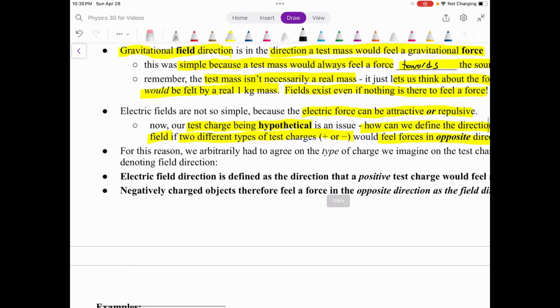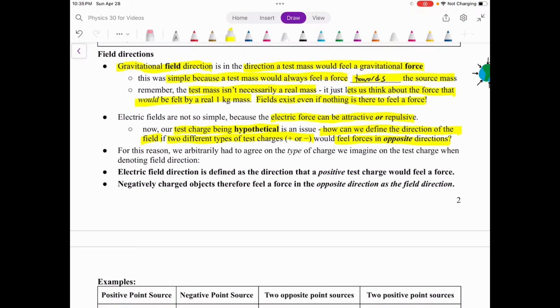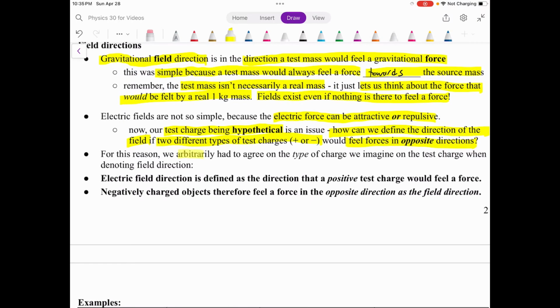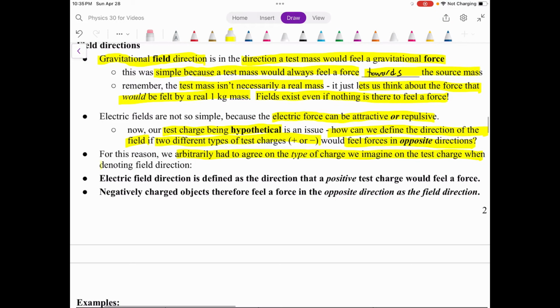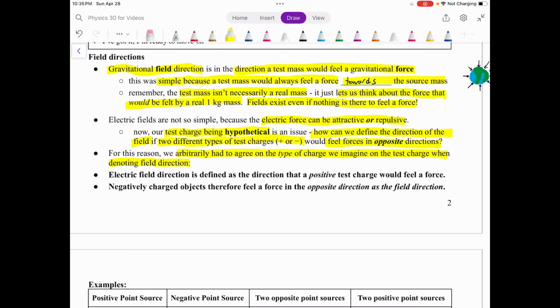And so the solution we came up with to this problem was essentially just, okay, well, let's all agree to think positive. And what I mean by that is, we arbitrarily had to agree on the type of charge that we imagine on that test charge when we're thinking about the field direction. And we decided that we'll all just agree so that we can talk about the direction of the field without having to explain ourselves a million times and say, okay, well, if it were positive, it would do this, but if it were negative, it would do this. We just agreed to say that whenever we're talking about the direction of the electric field, we define it as the direction that a positive test charge would feel a force.